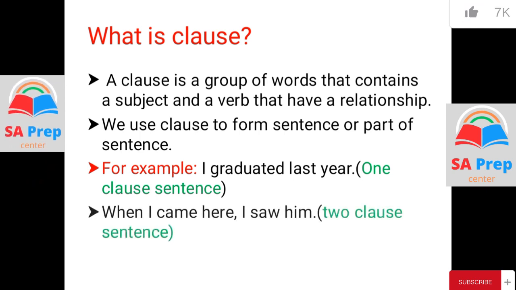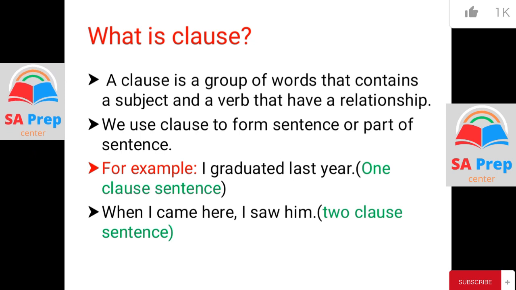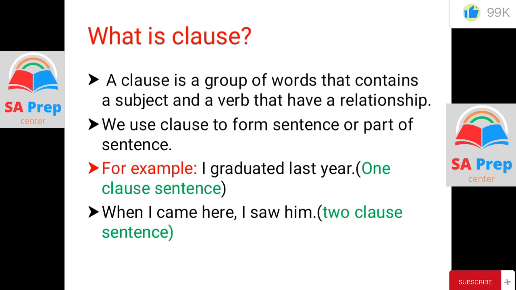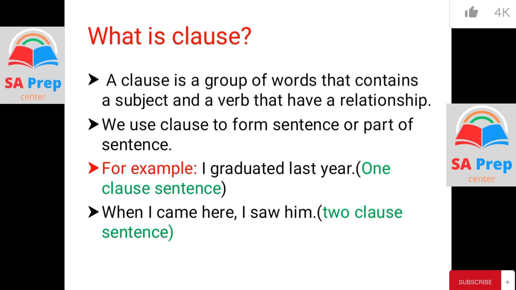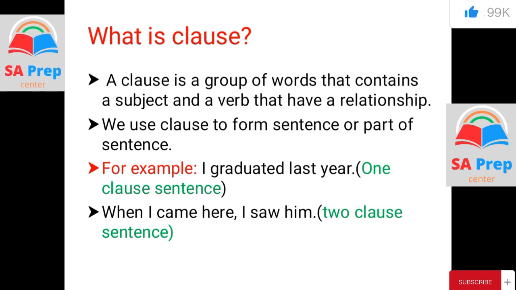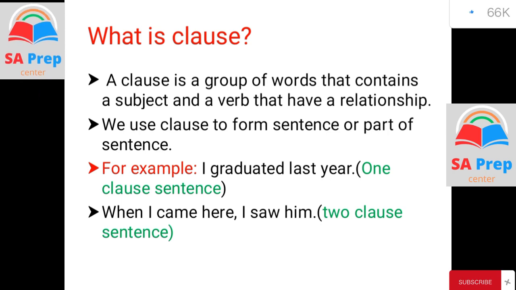But in another example, when I came here, I saw him. In this sentence, two clauses have been used. First one is when I came here, and second one is I saw him.